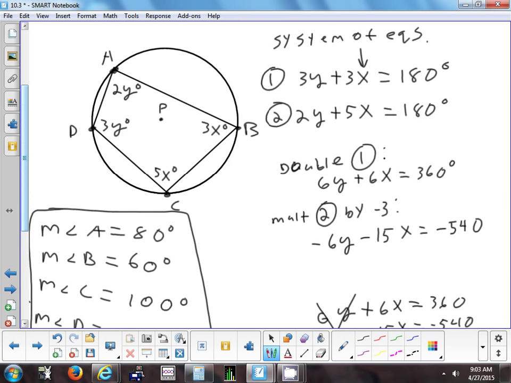Okay, so from Algebra 1, if you're a little rusty on solving systems of equations, you might want to look that up. If you don't like elimination, you don't have to do it this way. You could do substitution. I would not recommend graphing. It's not going to work well.